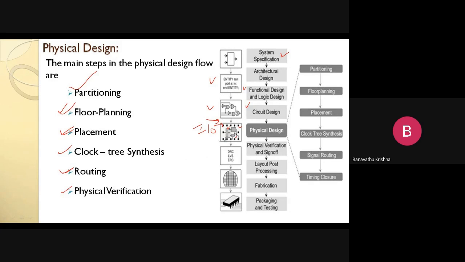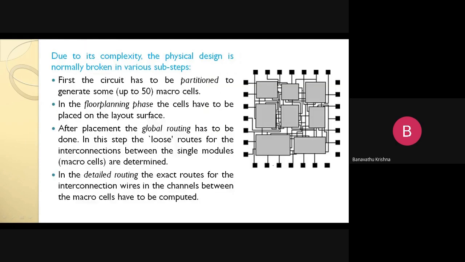Okay, so this is the basic physical design flow. And after verification, it goes to layout post-processing, fabrication processing, packaging, and then finally testing. So finally we have this type of chip designing process. It is an IC, integrated circuit, right? But here we are only going to discuss this physical design. Based on this physical design, we are going to focus on floor planning, placement, and routing, right? Due to this complexity, the physical design is normally broken into various steps.